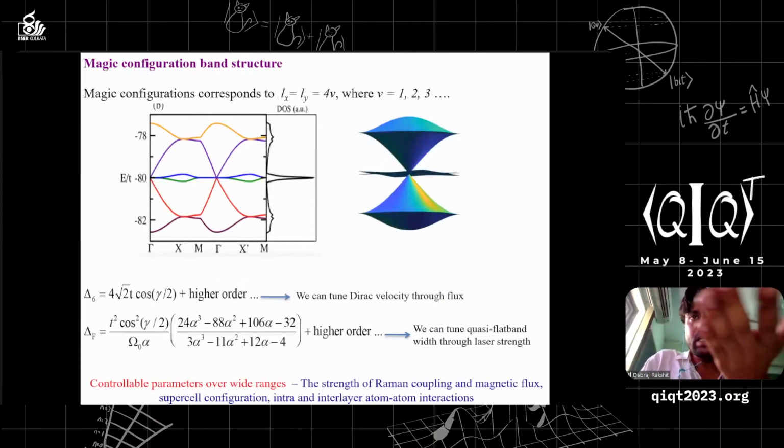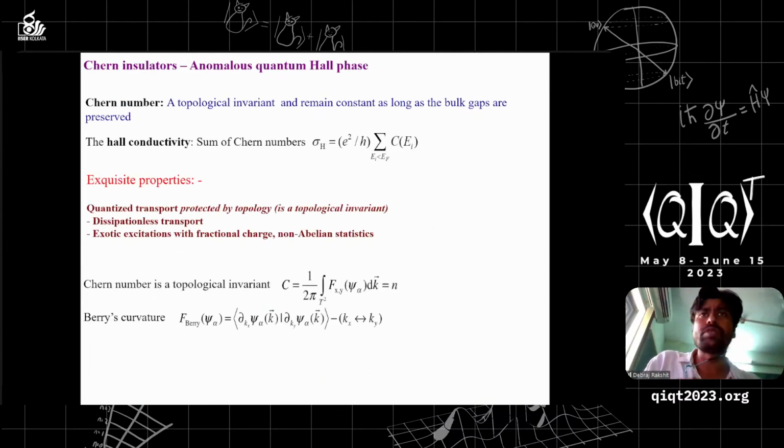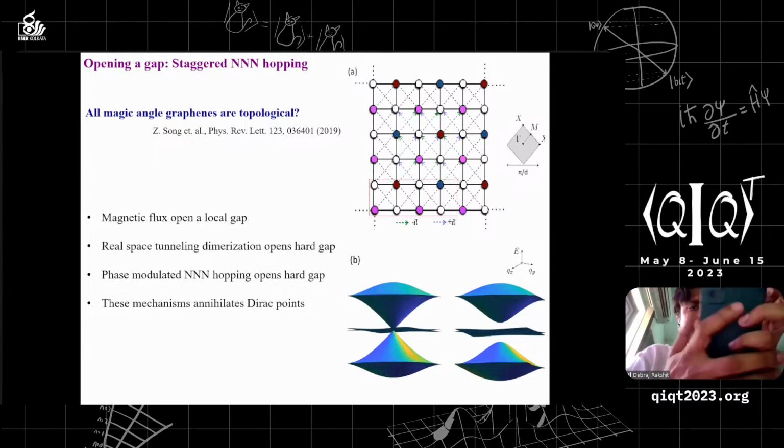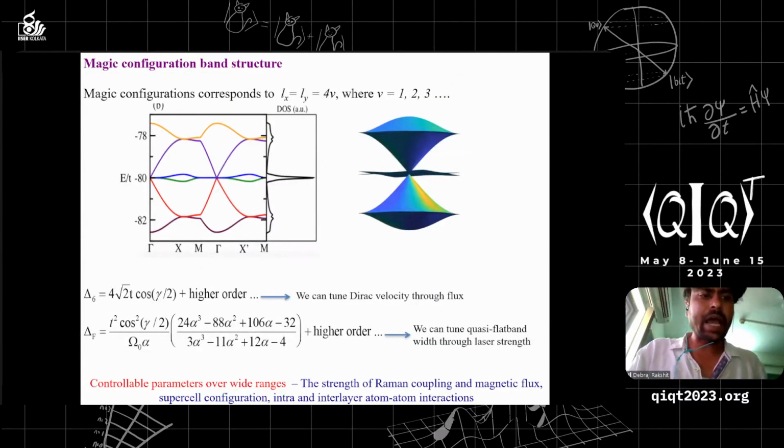Now we are talking about topology. For doing topology, you have to do something more. I will very quickly go through this part. So you see that there is no gap actually here. If you zoom into it, you will see there is only a local gap here, but it's not a global gap.